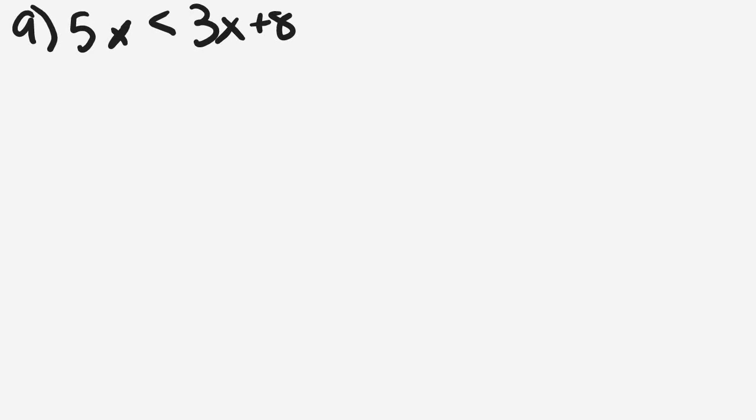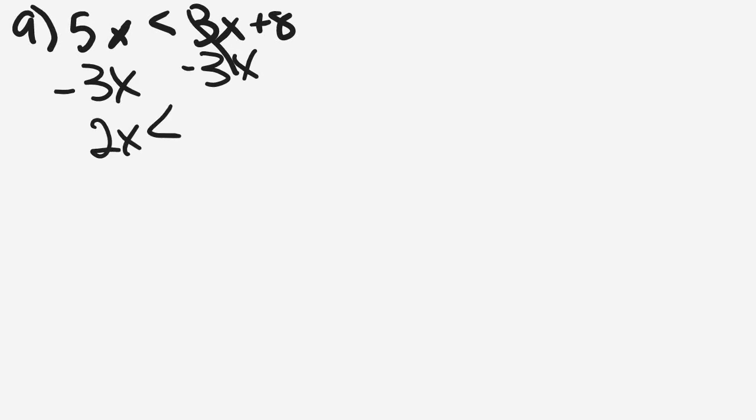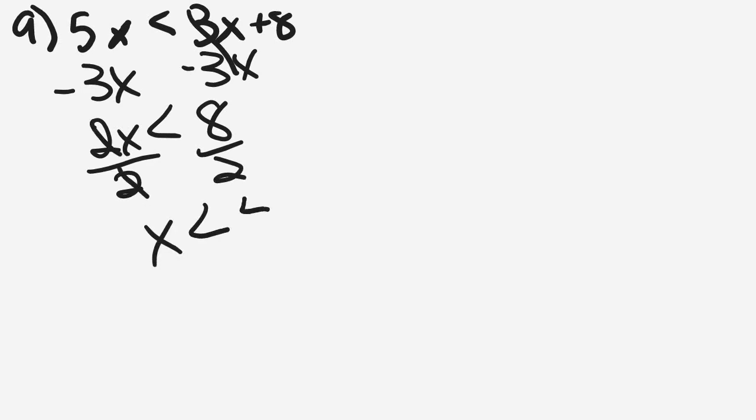So here we go. We're going to do minus 3x, minus 3x. Those cancel. We have 5x minus 3x is going to be 2x is less than 8. Now that x is still not by himself. He's hanging out with that 2. So we've got to divide it out. Those cross out. We have x is less than 4.